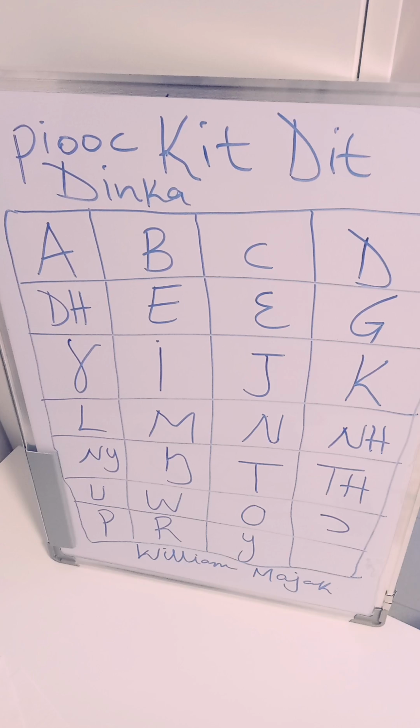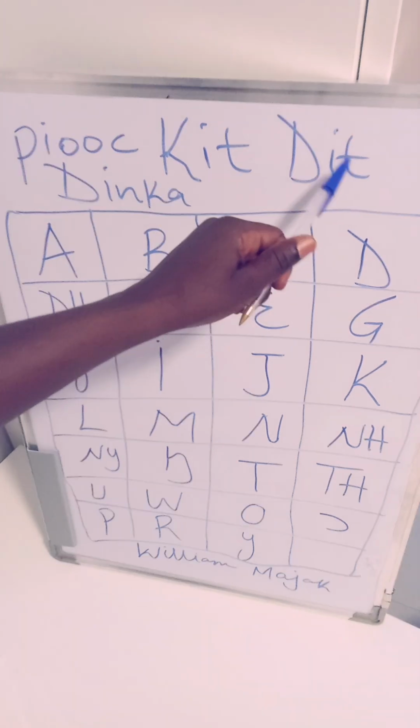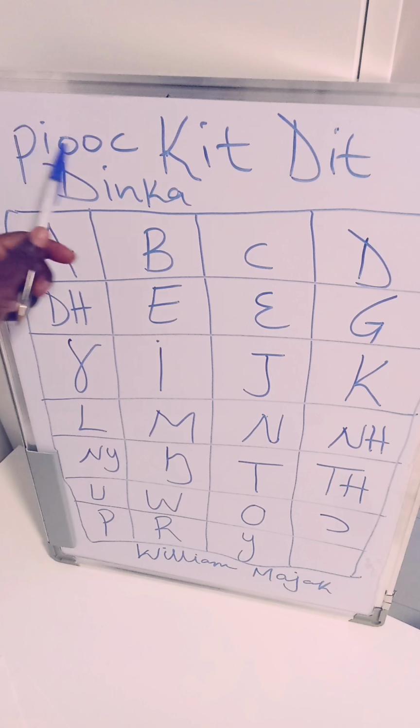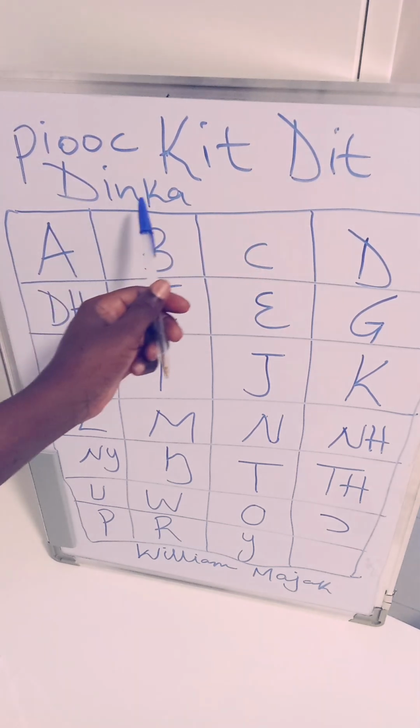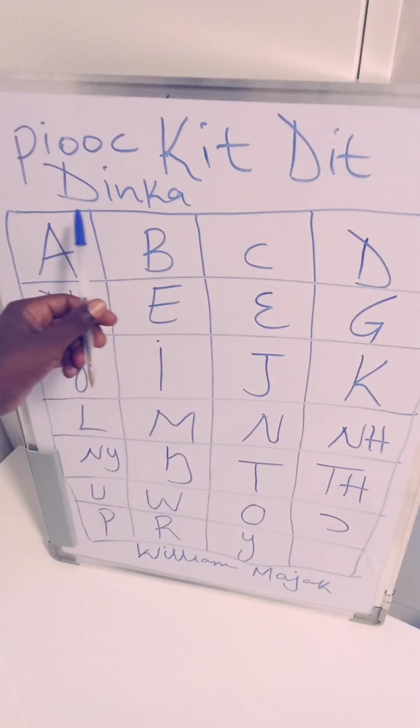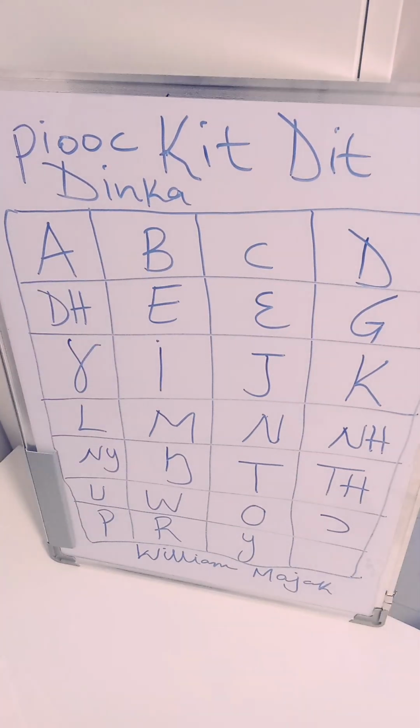In this channel, we are going to be learning Dinka language, and today we are going to begin from the alphabets, which are called Kit Dit in Dinka or in Thongjäng. Piooc Kit Dit Dinka, or Piooc Kit Dit Thongjäng. So let us know how to read these letters in Dinka language.